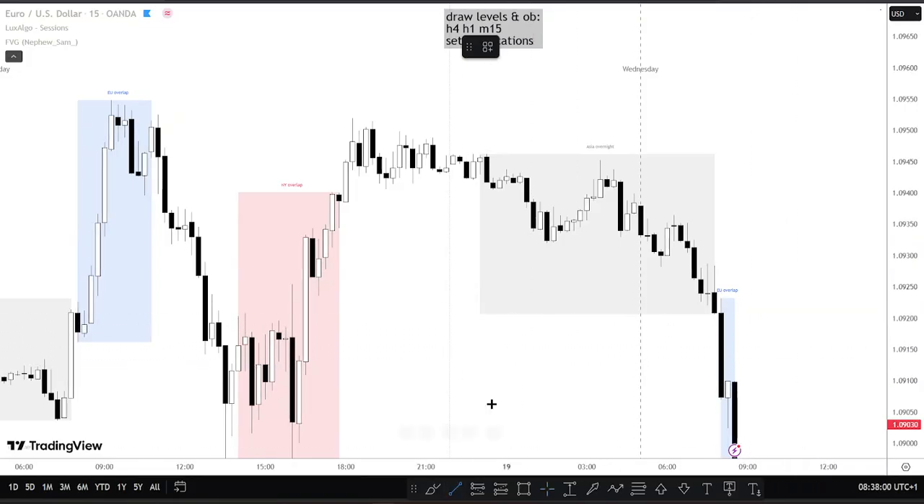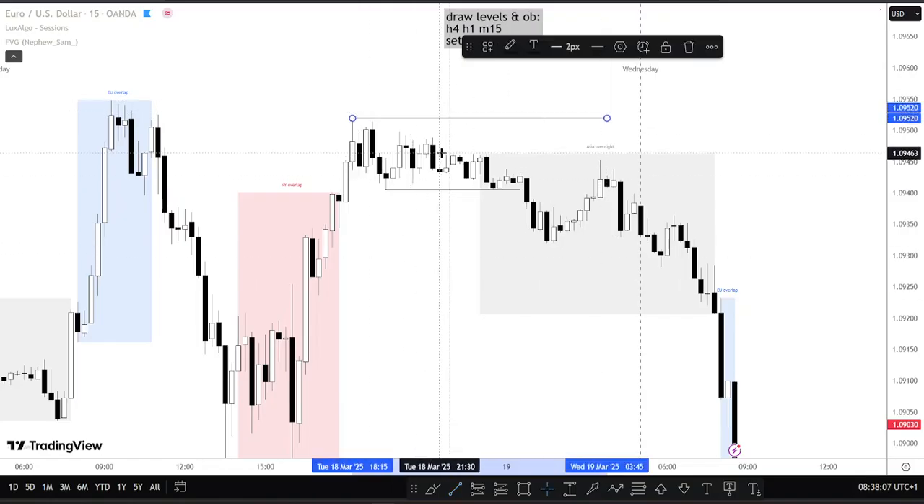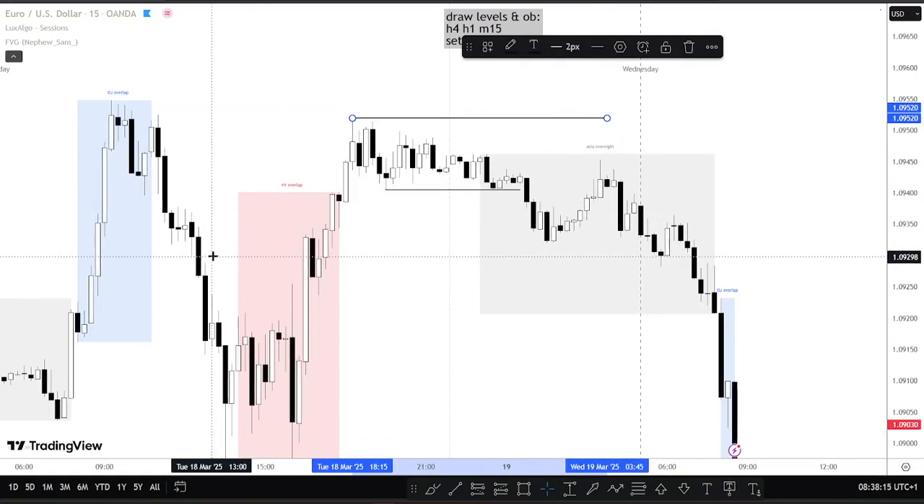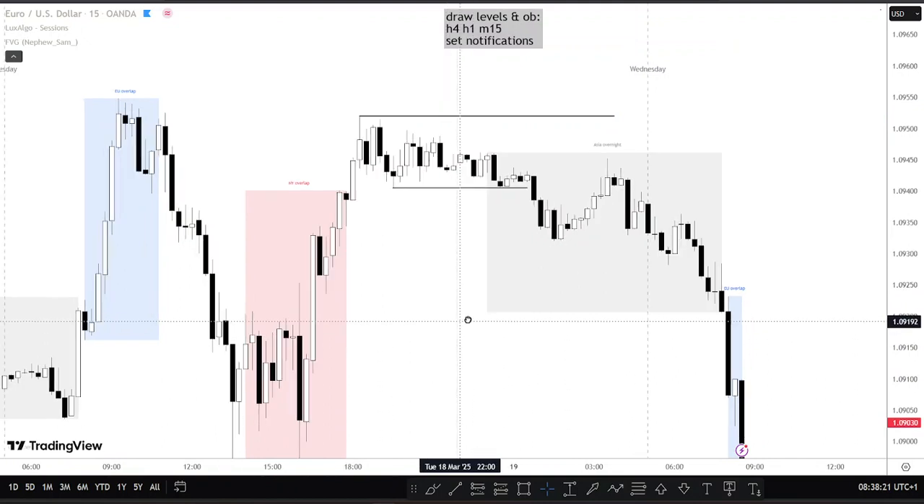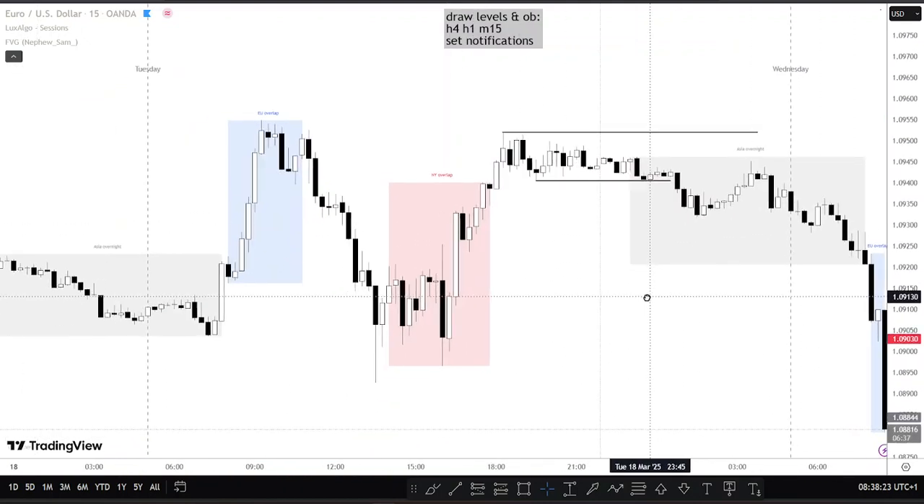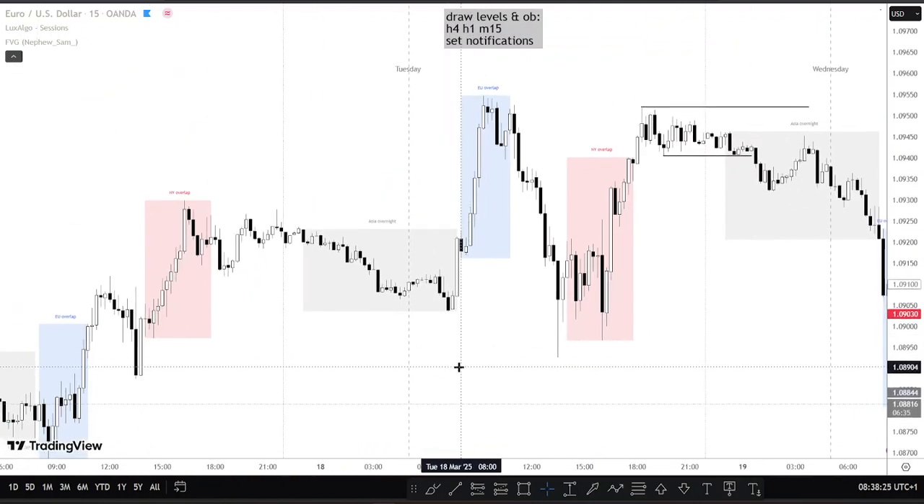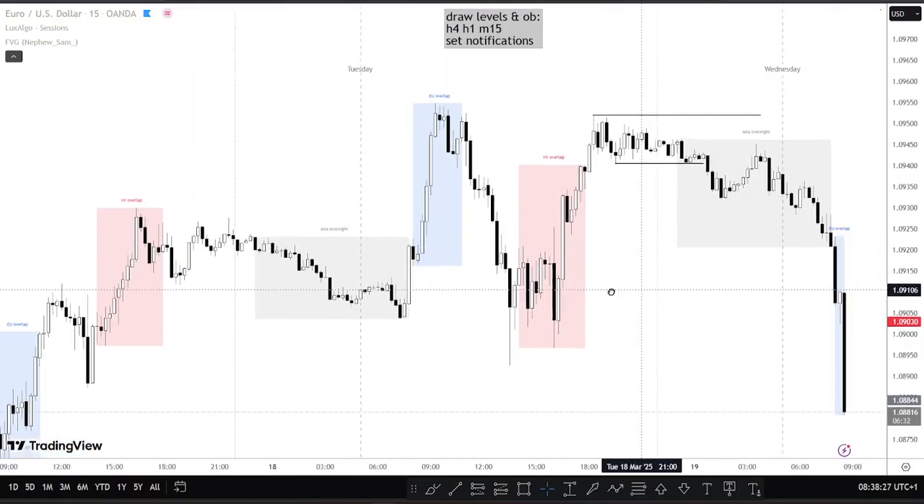So let's go a bit more into detail. I'm just highlighting something. We are contained within this. Gray area outlines Asia overnight. Red is New York overlap with Europe. Blue area is EU overlap with Asia. If you look at this chart, it's a 15-minute. This is Euro USD. Gray, blue, red, etc.